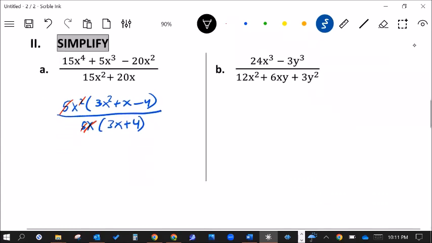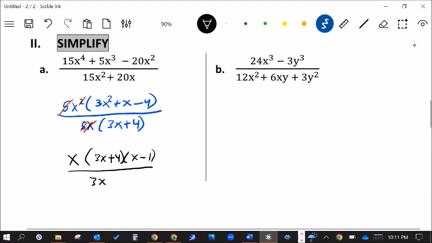So now what I have is an x on top plus 3x squared plus x minus 4, which can be factored. That's a 3x minus 4 and an x minus 1. When there's 3x minus 4, that's going to be plus 4 and minus 1 here. Okay, because then I get 3x plus 4. Yep, it's 3x plus 4.